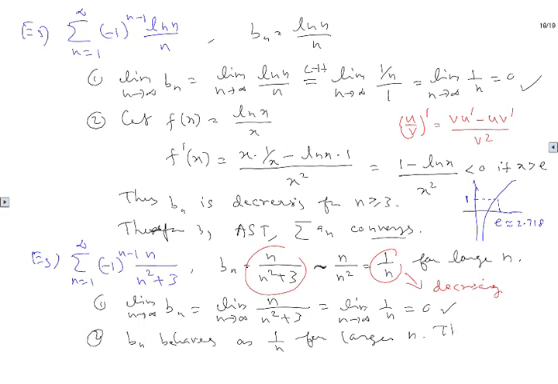So thus b_n is decreasing. We have all those nice properties, and by the alternating series test, the series converges. So this is another nice argument. I hope this will help you to do problems like this. This is the end of the alternating series test review.